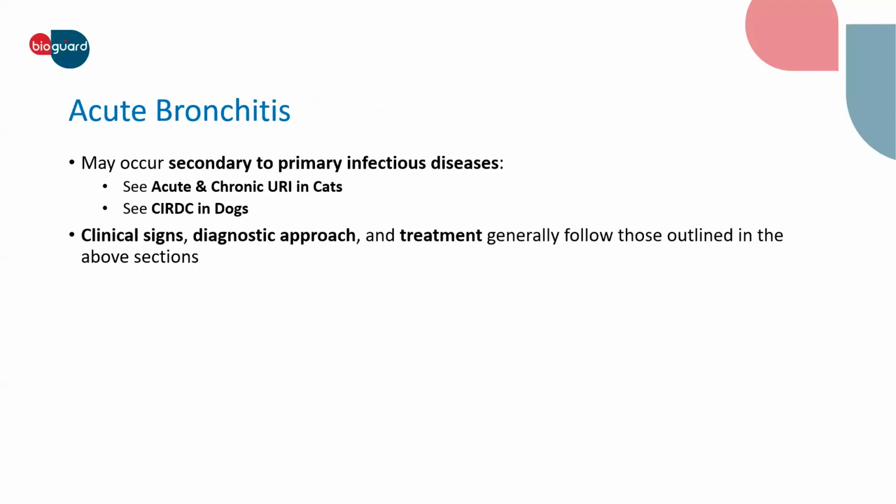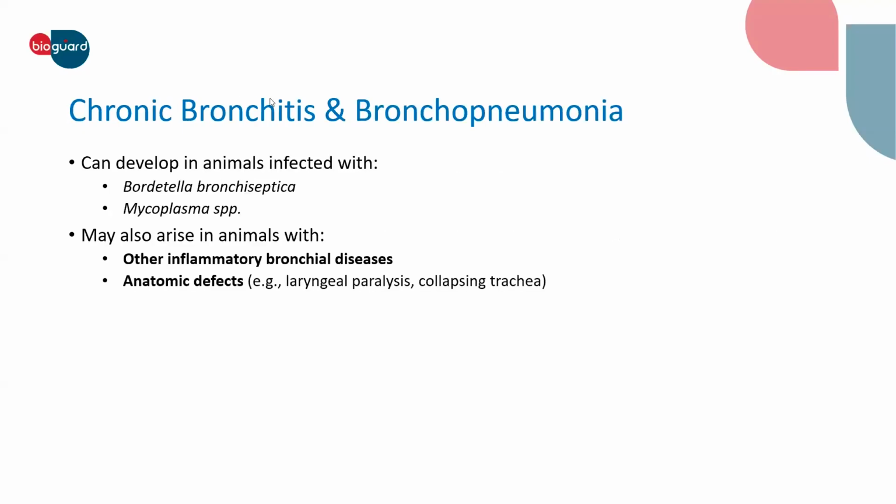And then in bronchitis, if it's acute bronchitis, it may occur secondary to primary infectious diseases. The cause is similar to acute and chronic URI in cats and CIRDC in dogs, so we won't repeat it here. The clinical signs, diagnostic approach and treatment generally follow those outlined above. So we'll just talk a little bit here.